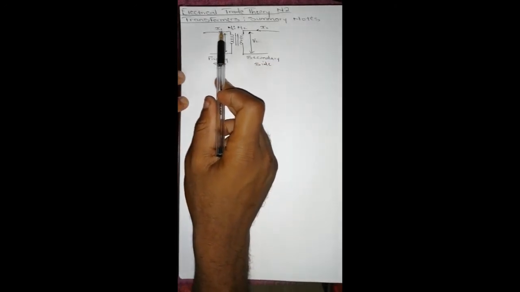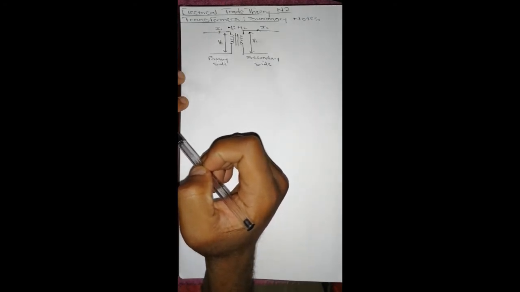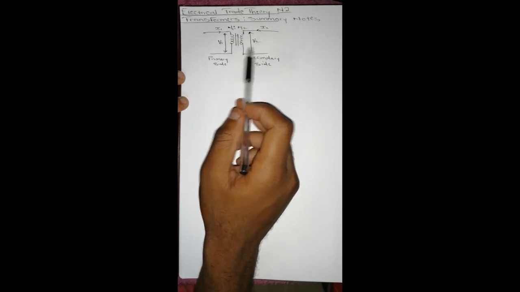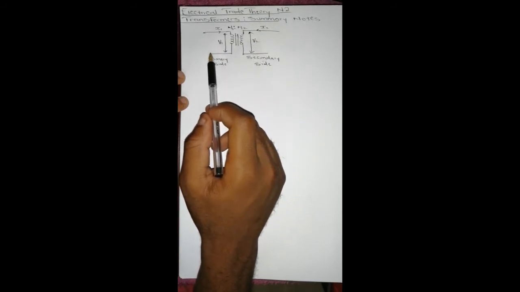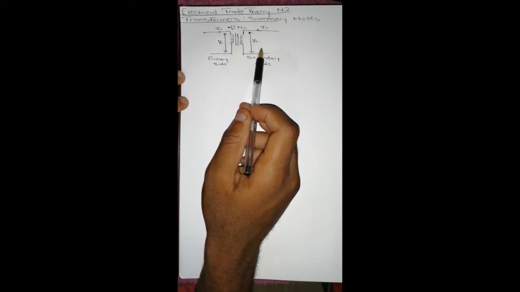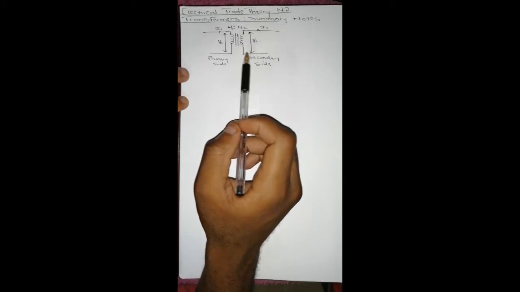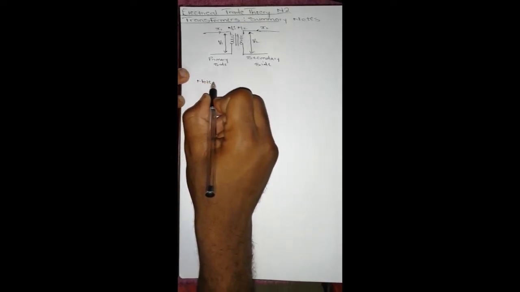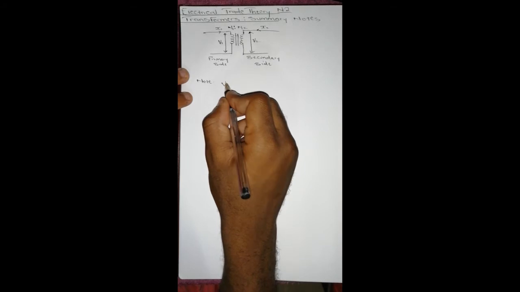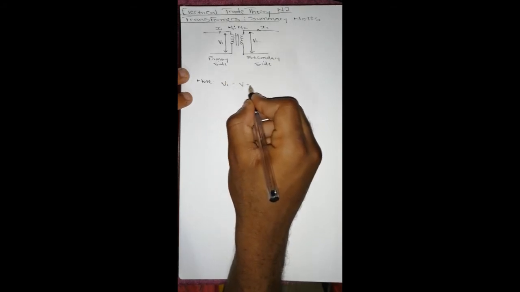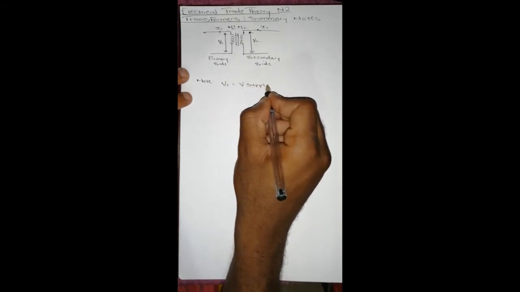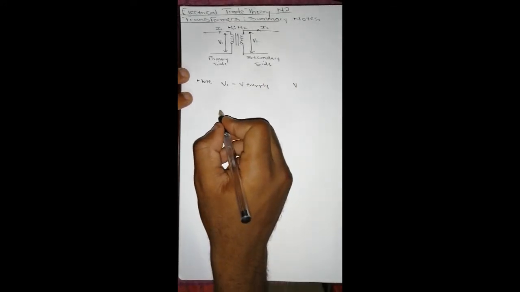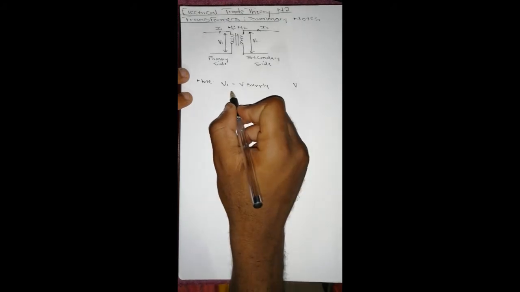Then this I1 is the primary current on the primary side, and I2 is the current on the secondary side. V1 is the voltage on the primary side, and V2 is the voltage on the secondary side. And then note that V1 is the V supply.